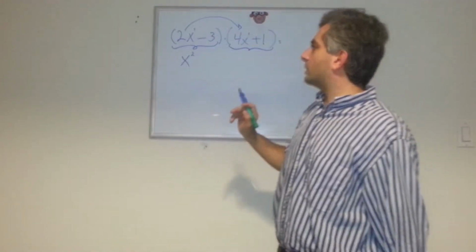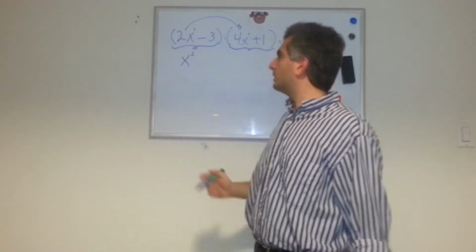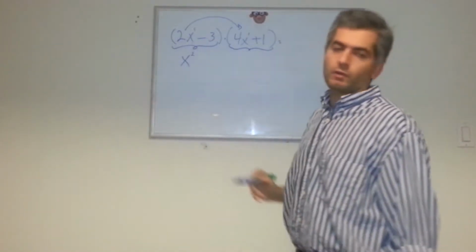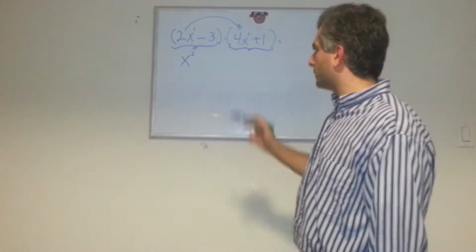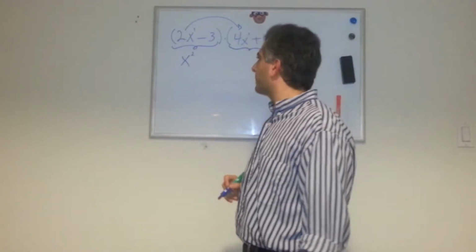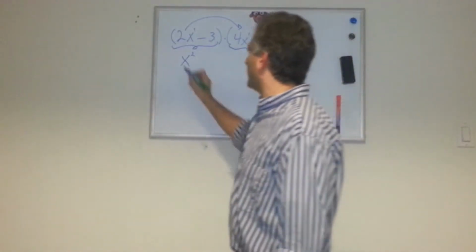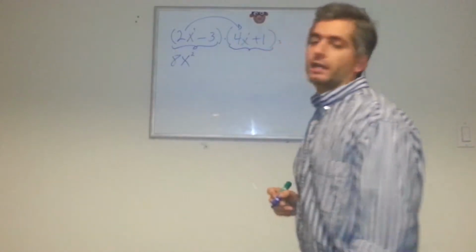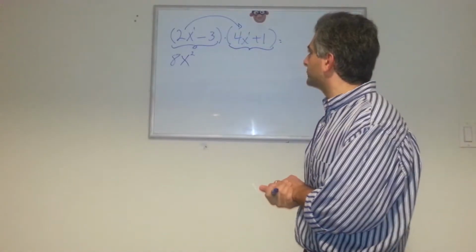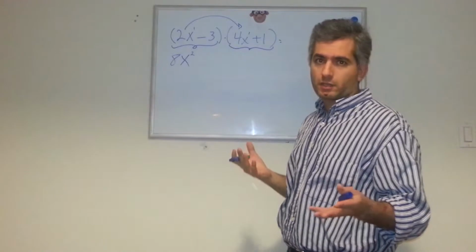Now, this covers the variable, but there's a 2 here and there's a 4, which are real numbers. So we'll take the 2 and multiply it with the 4. So 2 times 4 is going to be 8. So that gives us 8x squared. But that doesn't finish our multiplication.